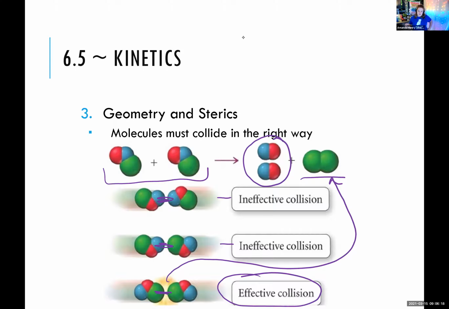How this affects the speed is that if they have to run into each other in a very specific way, it's going to be a slower reaction because fewer collisions are going to do that. But if it's just two atoms and they can run into each other any kind of way, then it's going to be a faster reaction because it's not as specific. So the more specific or precise the collision has to be, the slower the reaction will be. And the more generic it can be, the faster it will be.